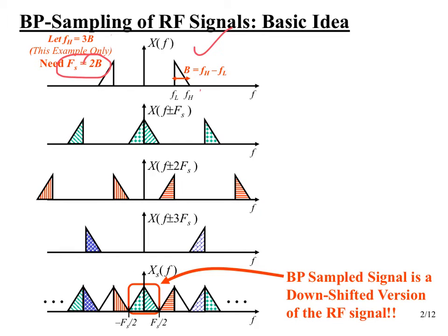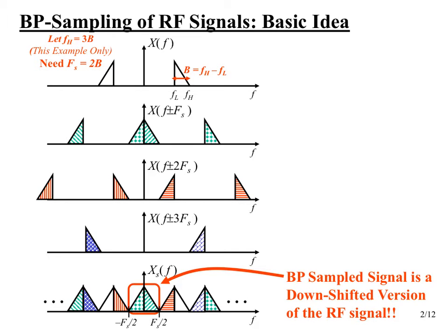So if we sample at 2B, we're going to get this original spectrum shifted by integer multiples of 2B. So if we imagine shifting this by plus and minus fs, let's get rid of all this stuff here for a moment. So if we shift by plus and minus fs, that's one of the terms, that's one of the spectral replicas.